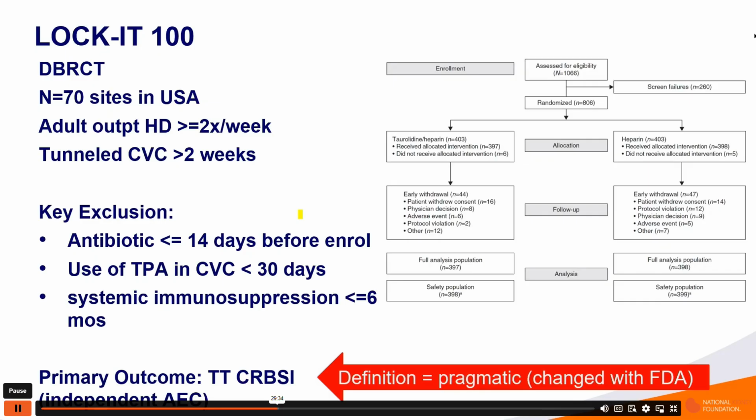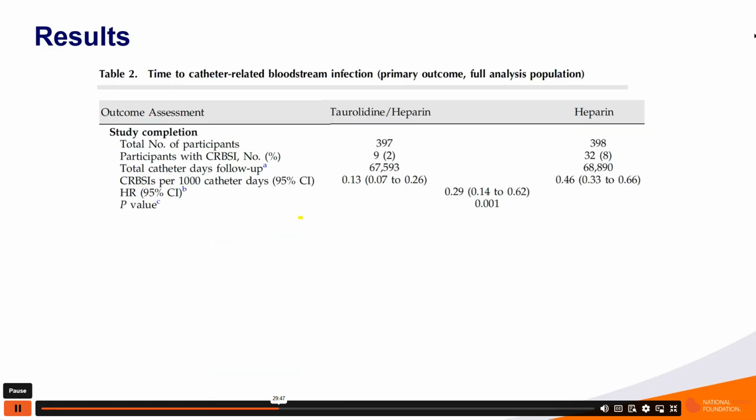In the middle of the study, they found that most patients ended up in the emergency room or in the hospital to have that diagnosis rather than in the clinic. So the definition was changed along with the FDA. And what they found was, and this was a large study, you can see that there was almost 400 patients in each group, which is quite significant for a hemodialysis study.